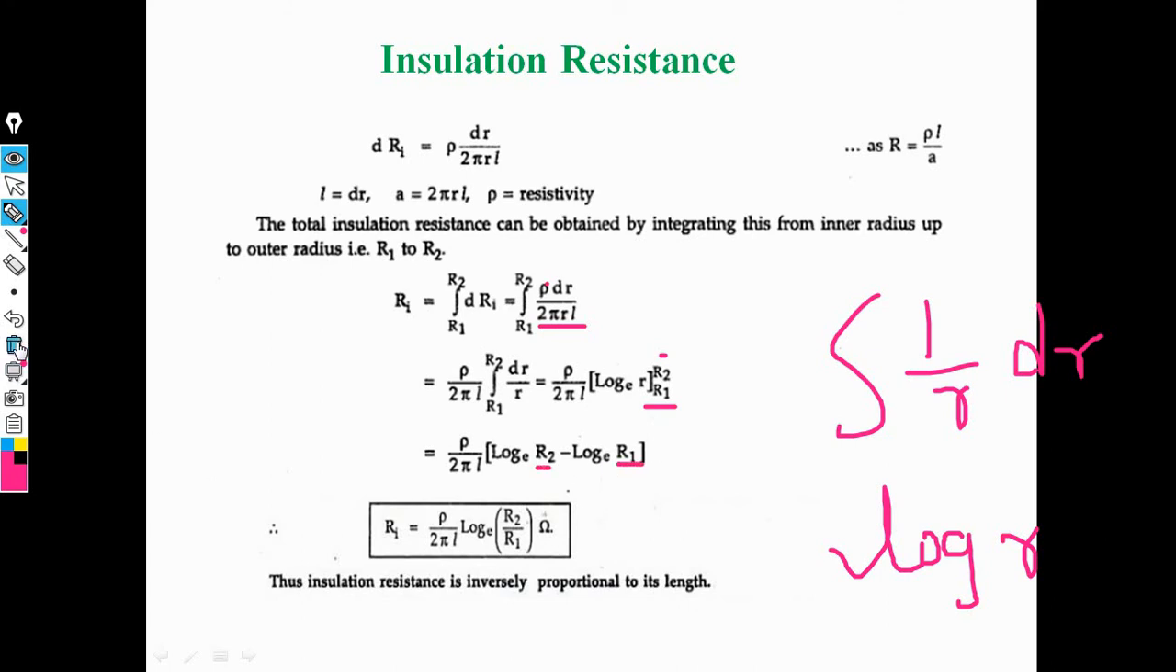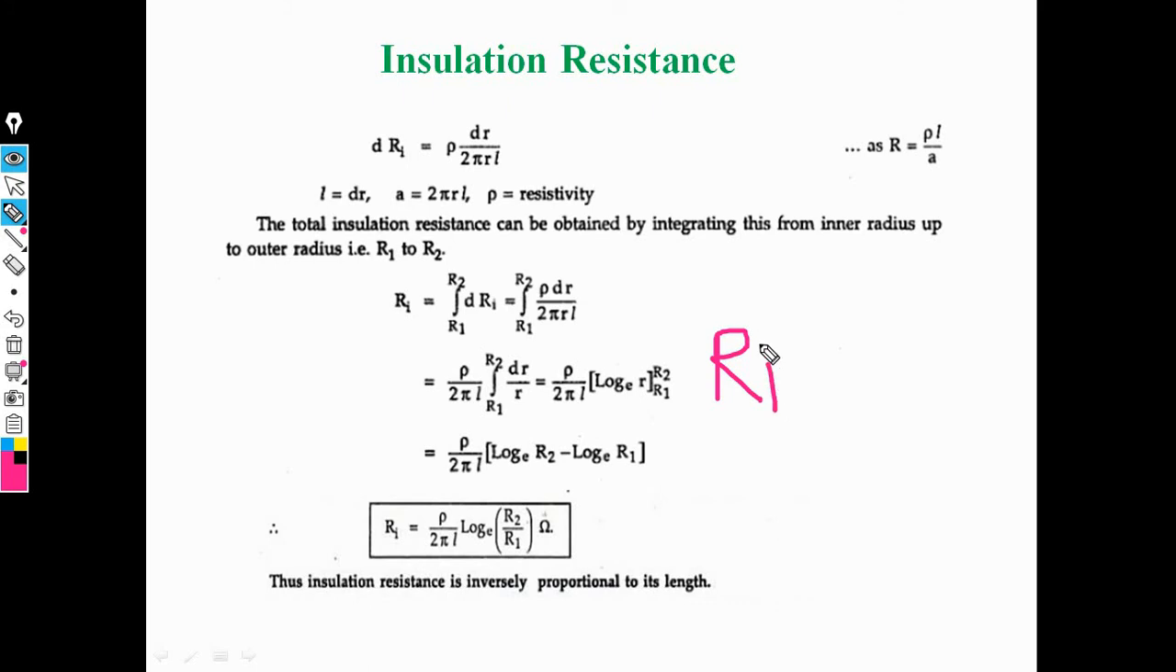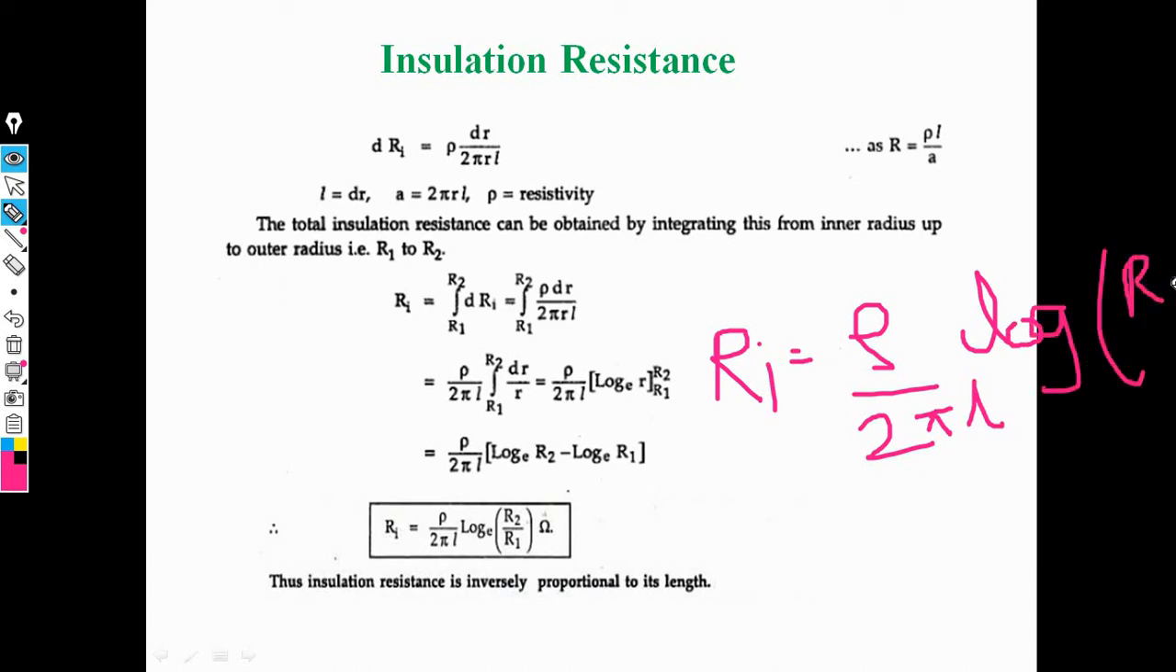So the insulation resistance Ri is equal to rho upon 2 pi L times log of R2 by R1, taking the ratio after subtracting the limits. This is the insulation resistance of the cable, in which R1 indicates the radius of the conductor, R2 indicates the radius of the insulating material, rho indicates resistivity, L indicates length of the conductor, and Ri is the insulation resistance.